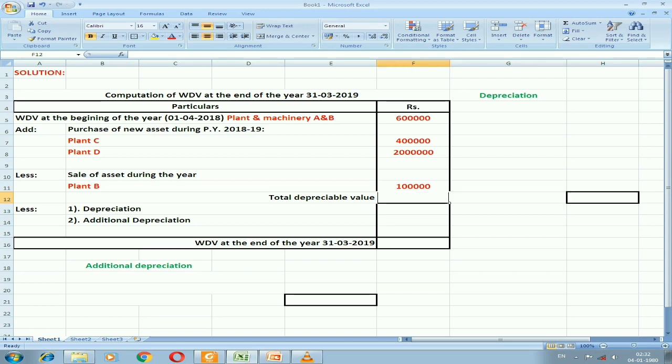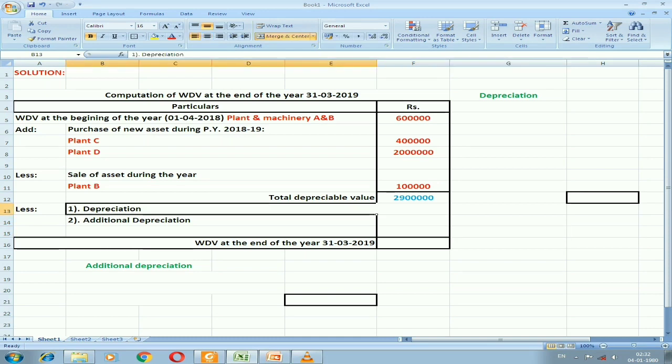After entering this, we need to do the total for total depreciable value. Here we are not going to consider any dates or any other information, we just take the amount: whatever assets we have in the beginning of the year, whatever additions or purchases made during the year, whatever assets were sold during the previous year. Here I have added the amounts 6 lakh, 4 lakh, 20 lakh and 1 lakh with a total of 29 lakh. Now I need to calculate the depreciation.